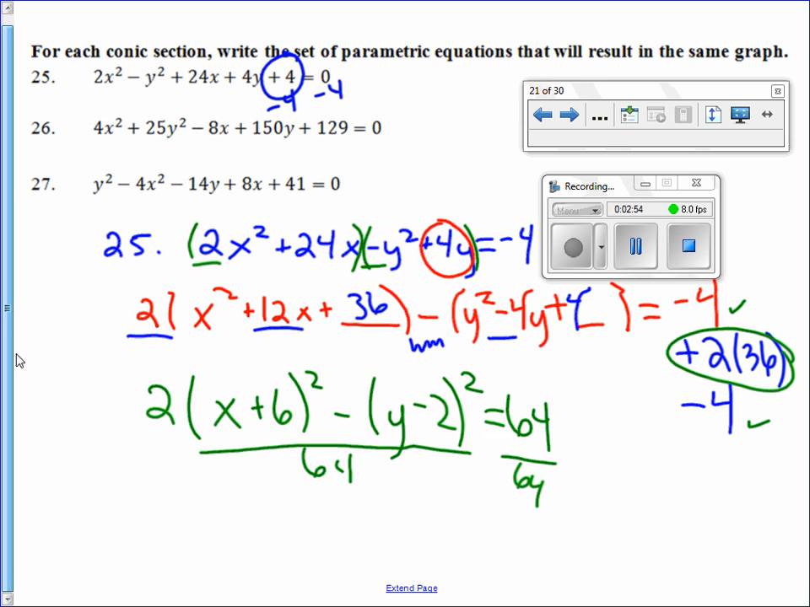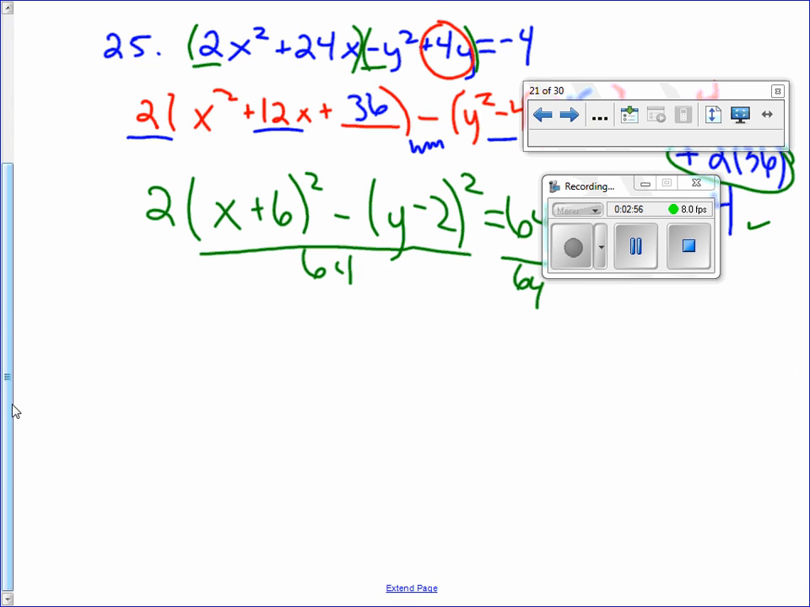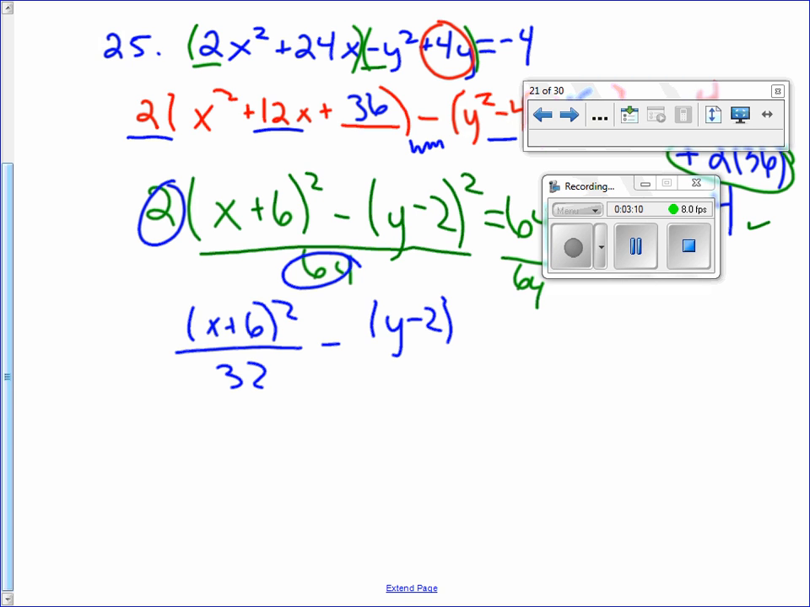And so our final standard form equation, let's simplify wherever possible, is going to be x plus 6 quantity squared over 32, because the 2 and the 64 are both factored by 2, minus y minus 2 quantity squared over 64 equals 1. So this equation is still in rectangular form. It's in standard form. But this is useful because now we're going to use a trig identity to convert this to parametric form.